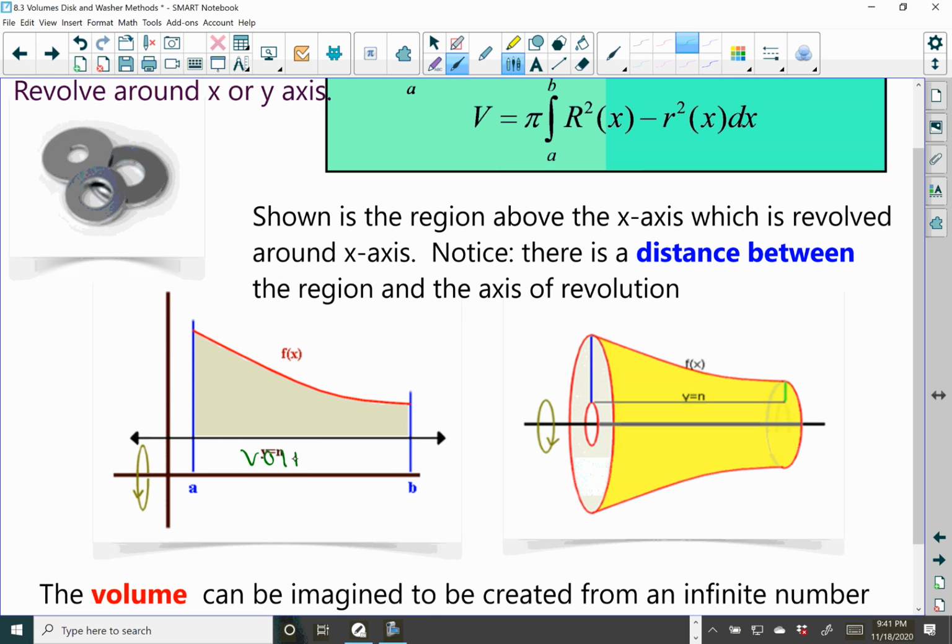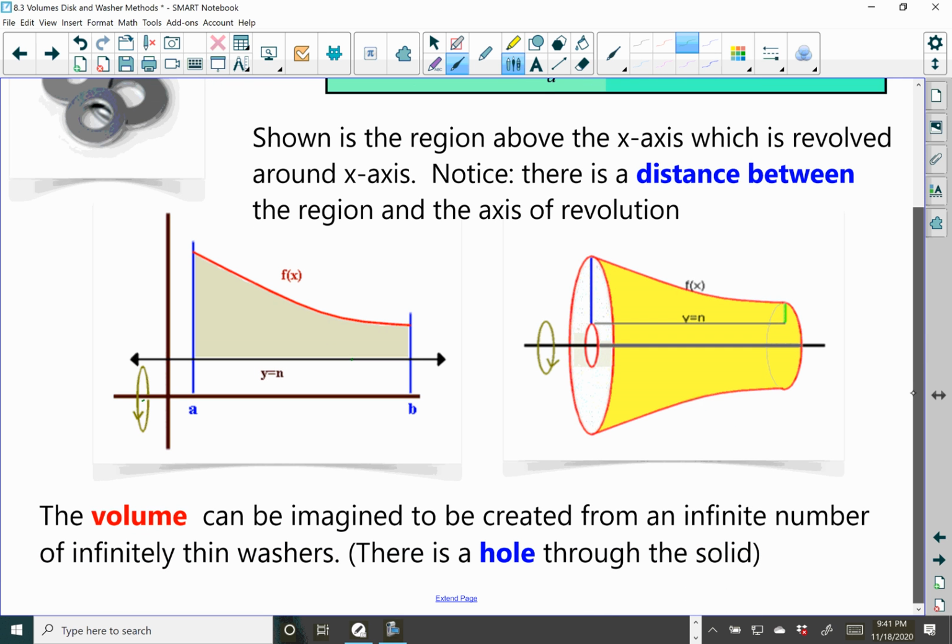We've got open space. Anytime you have open space between your region and your axis of rotation, you're going to be talking about a washer method. Notice there's a distance between the beige region and the axis of rotation. That means washer method to us. The volume can be imagined to be created from an infinite number of infinitely thin washers, little washers, right? And there's a hole going through our solid. Awesome.